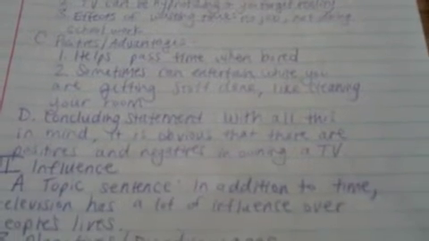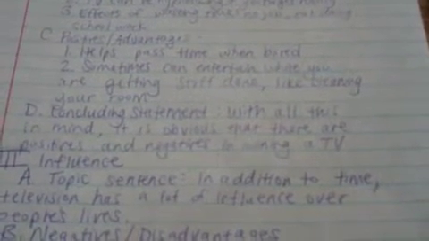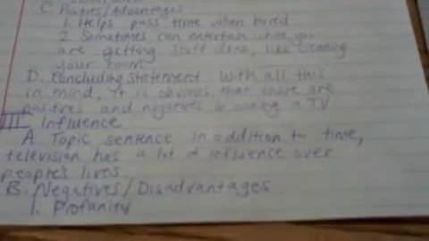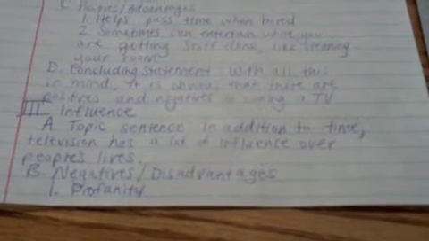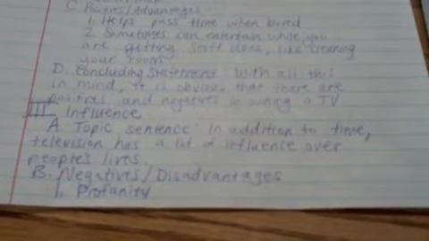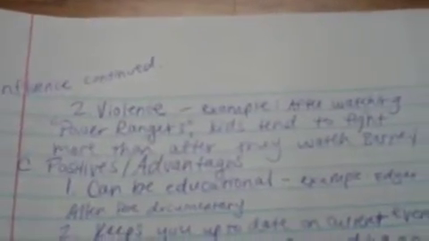The third major point was influence. So the outline includes a topic sentence that reads, "In addition to time, television has a lot of influence over people's life." You can see that there are disadvantages and advantages. One of the disadvantages being profanity. The next, violence.